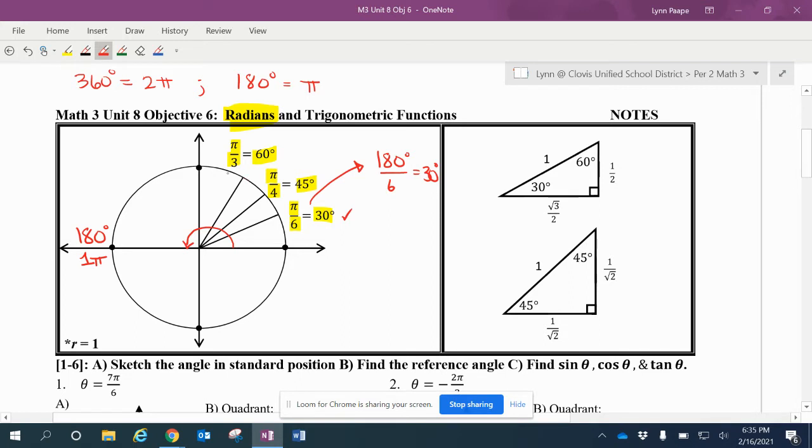And then if we take a look at this pi over 3, same idea. What is pi the same as? 180 degrees. So pi is 180 divided by 3, and it is 60 degrees. And that's where we get those values from. And the same thing here, if we think of pi as being 180 degrees, 180 divided by 4 is 45 degrees. So we're going to have to make sure that we know each of these because we will be using them regularly.